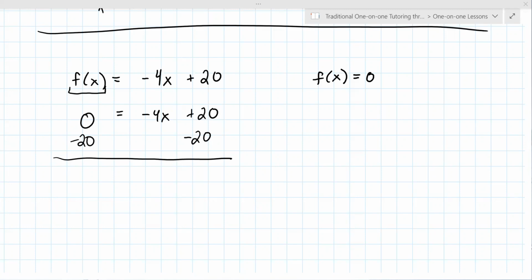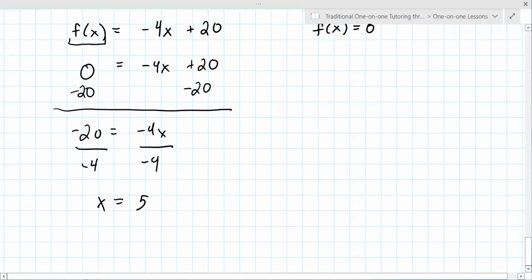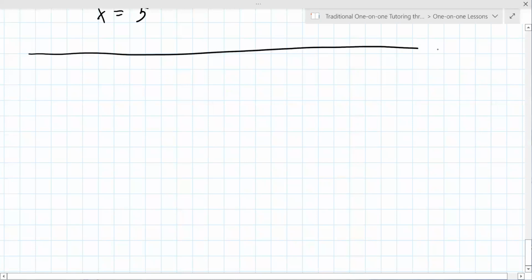All right, so the total answer for that right there is going to be 5. Okay, so minus 20 equals minus 4x, and then you divide both sides by minus 4. And like you said, x equals 5. Perfect. Okay, you ready to do one on your own? Yeah, sure. Absolutely, you got this.